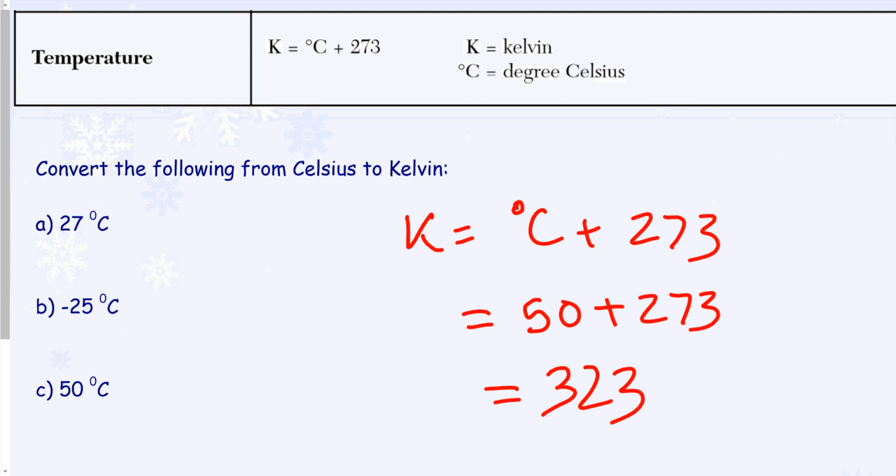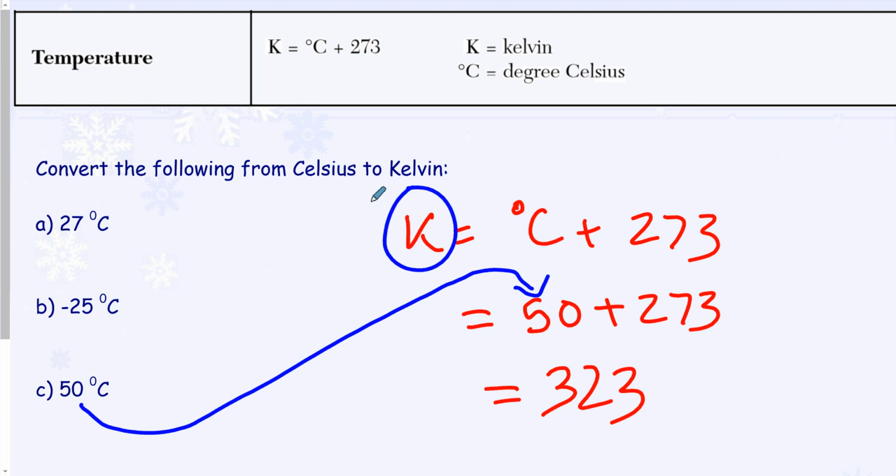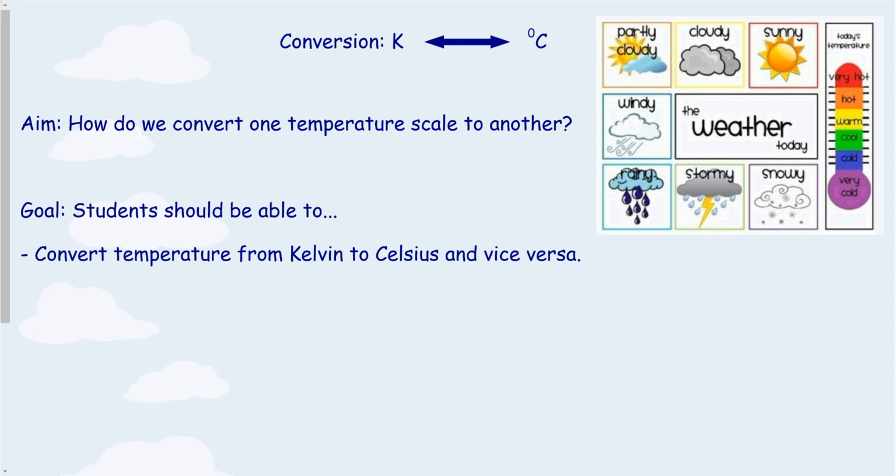So we were given 50 degrees Celsius, and we needed to convert it to Kelvin. We added 273 to it, and that's it. Voila, 323. That's your answer. So I hope you learned how to convert from Kelvin scale to Celsius scale and vice versa. That was the goal for today's lesson.